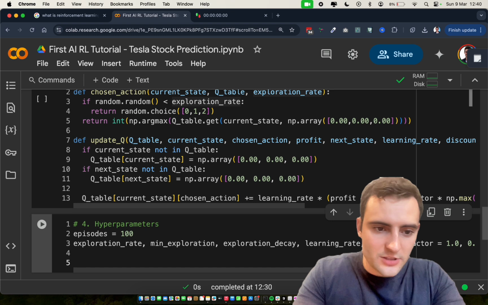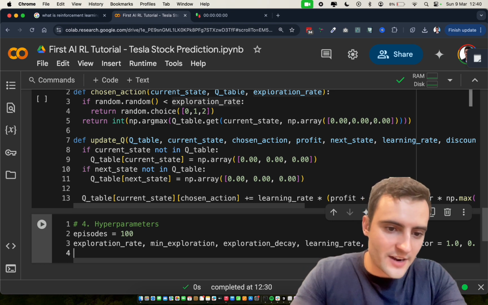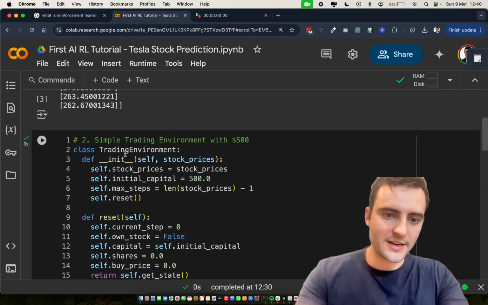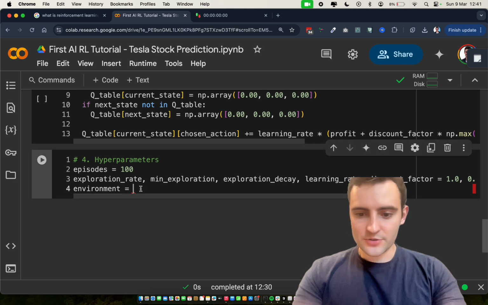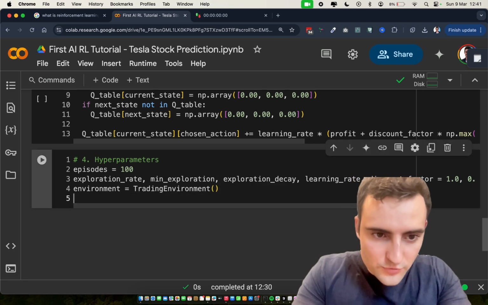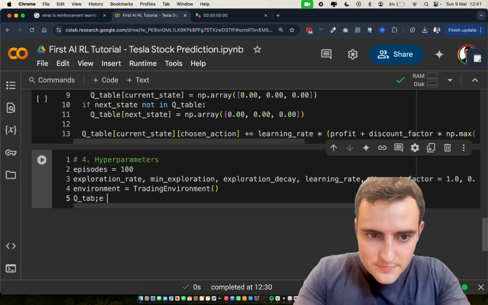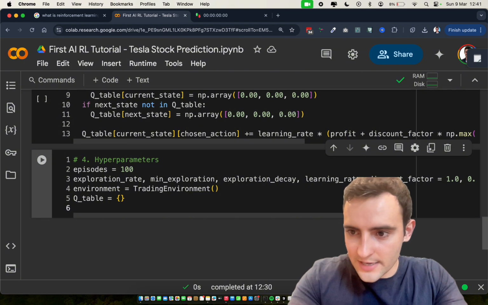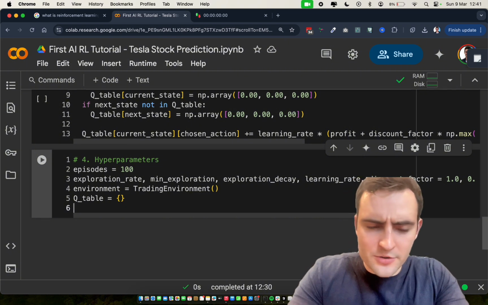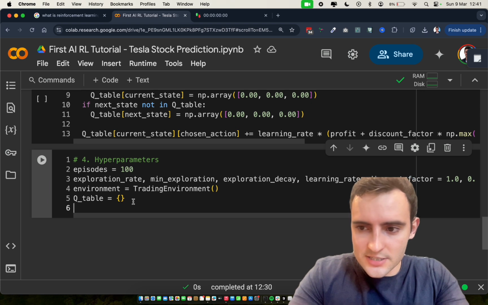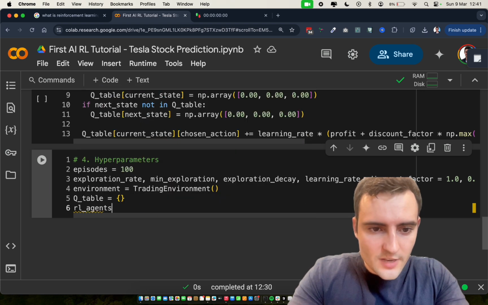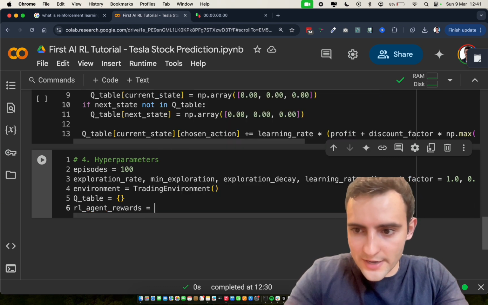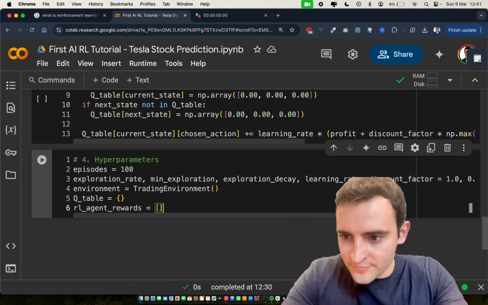Now we're just going to create our environment, which is environment equals the trading environment, which is what we put up here. And then we do Q underscore table, which is our original knowledge table, and we're going to define it as empty. So that is pretty much all you have to do in order to define it. And we're going to write one other one, which is RL underscore agent rewards, which is the record of profit from each training round. So that's how we define it.